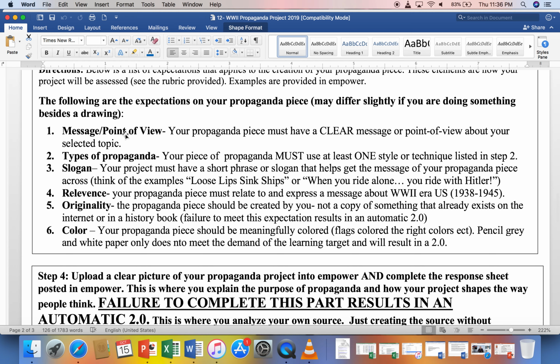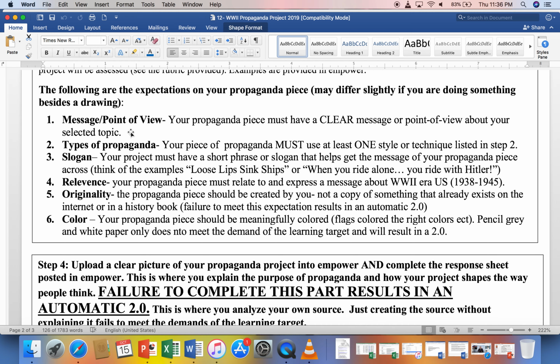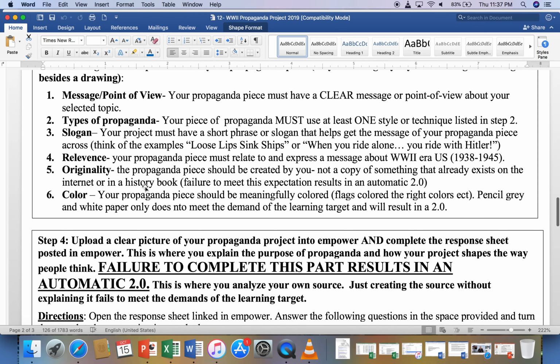Okay? So the first thing that your propaganda piece must absolutely have is a message or point of view. Your propaganda piece should have a crystal clear message and point of view about your selected topic. I should be able to look at your poster and tell, hey, this student wants to convince me that we should use the atomic bomb against Japan. Or this student believes that Japanese internment camps are bad and we should get rid of them. Right? I should be able to look at your poster and tell in about 2 seconds what your point of view is. So the next thing is the types of propaganda. We just discussed this. Your piece of propaganda must use at least one style or technique that was listed above in step 2.